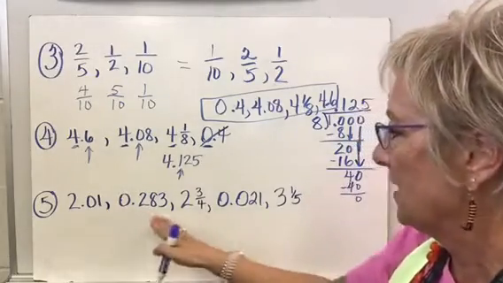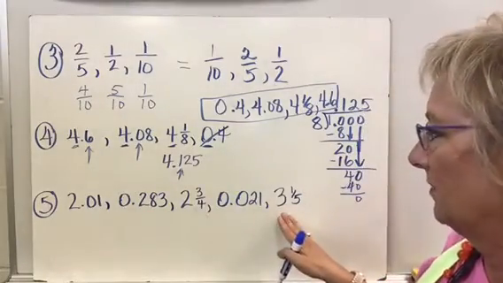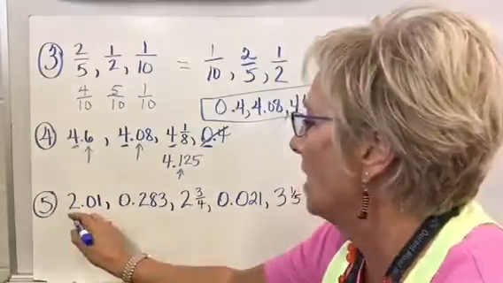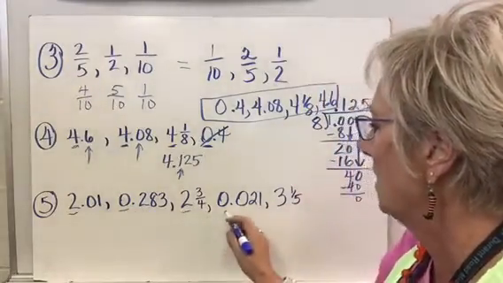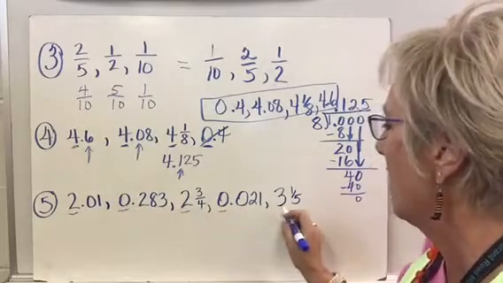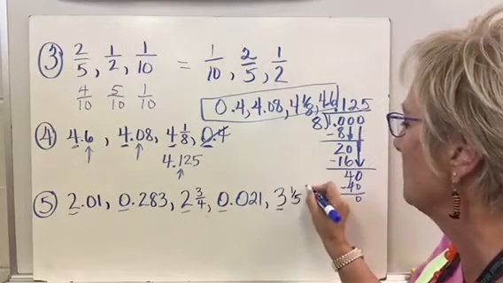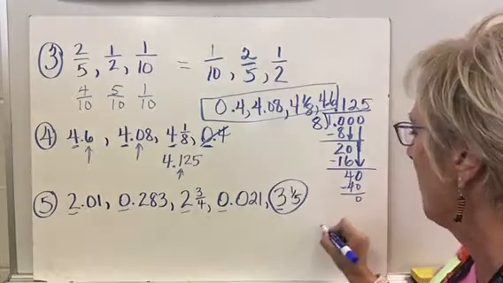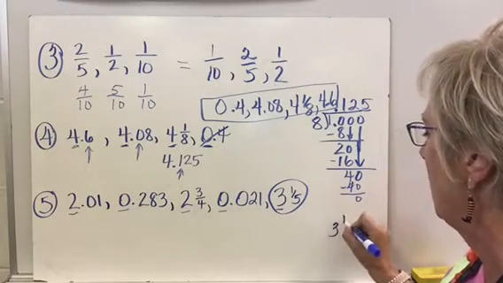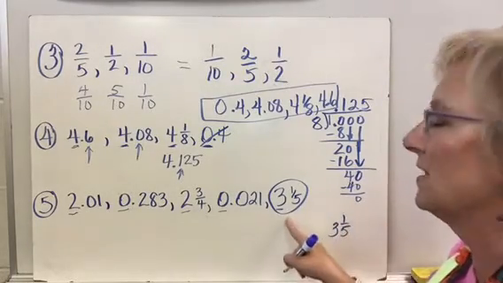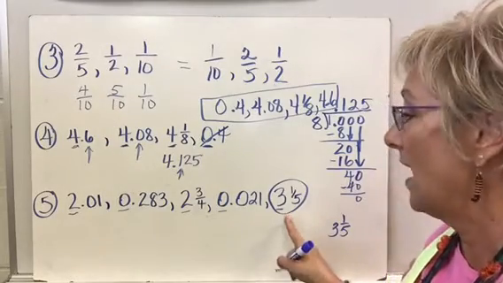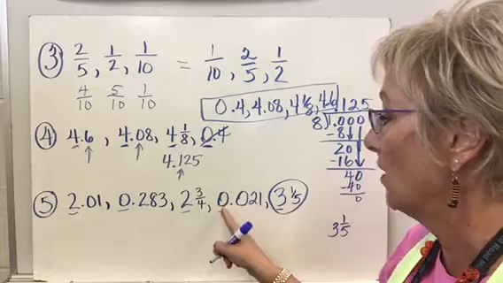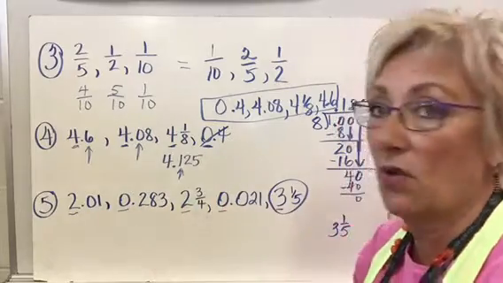Here I've got decimal, decimal, fraction, decimal, fraction. Well, I can look in the ones column here, and I can tell you that I've got a 2, a 0, a 0, and I have a 3. So I know this is going to be my largest. So I'm going to come over here and just write 3 1/5 because this one's actually going to be the largest number. I don't even have to divide that out with the decimal and work it out because I know by the 3 in the whole number spot that it's going to be the greatest.